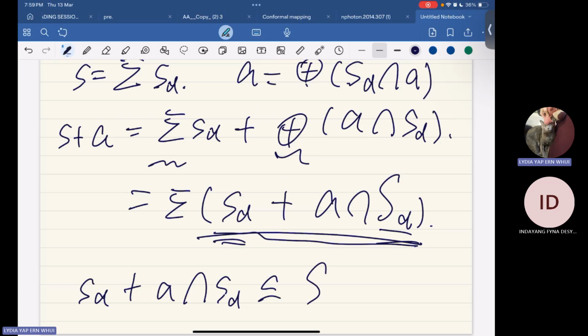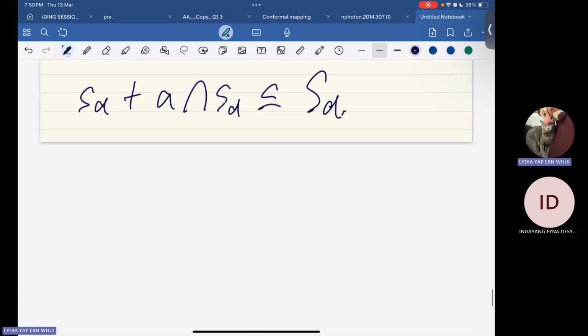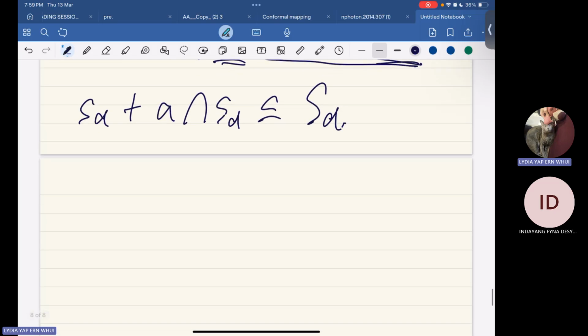This thing lives in SD, and it is a coset, right? A coset of A intersect SD. And the whole proof I will leave as homework if you are interested.